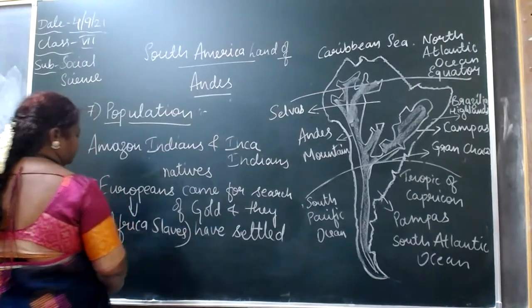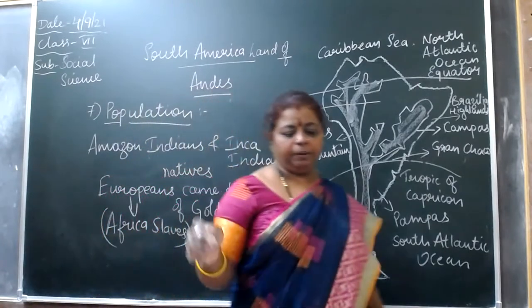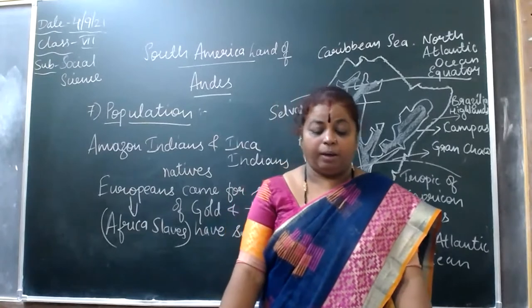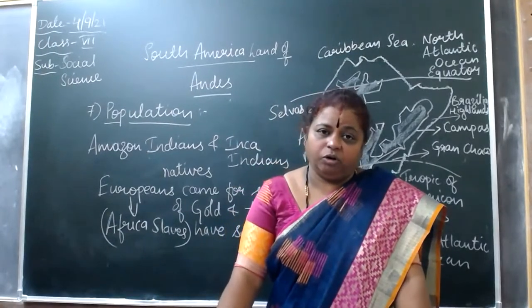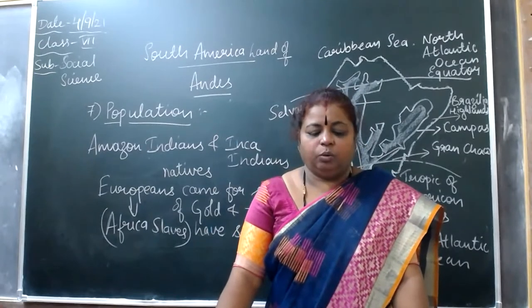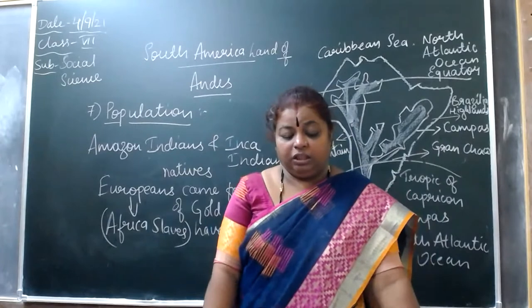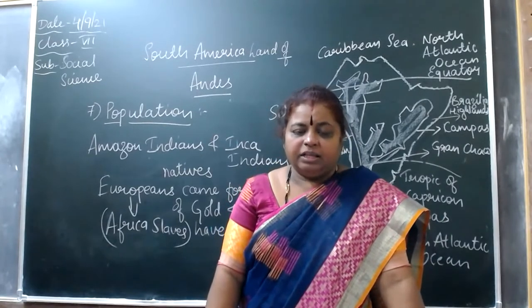These African slaves were brought by the Europeans to work on the plantations over there. Intercaste marriages took place and mixed groups were formed, mixed races over there.